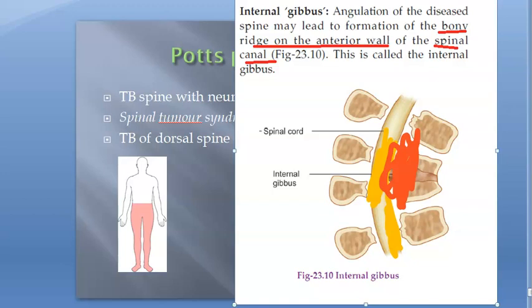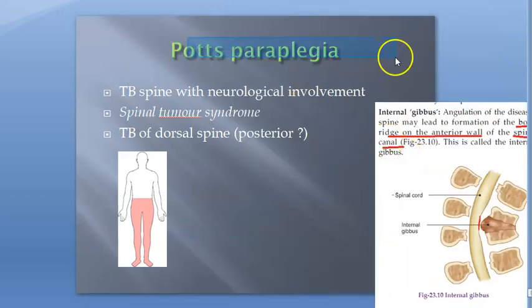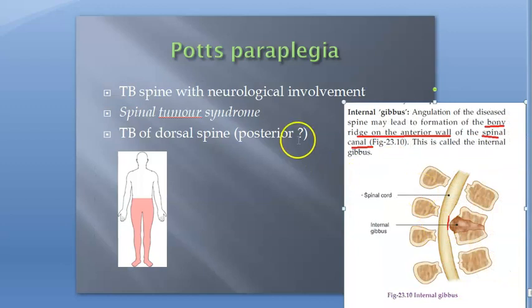What will happen? Because of all this, there is compression. You can see here there is an internal gibbus which has come. This is pushing the anterior wall of the spinal canal. Can you see how it has got pushed? So the nerve is getting affected here. There is angulation of the diseased spine, and this will cause a bony ridge on the anterior wall of the spinal canal. So you can understand the nerve is getting compressed here. This is the internal gibbus. You have to draw this diagram if they ask you in the exam about internal gibbus. This is what is causing the Pott's paraplegia.